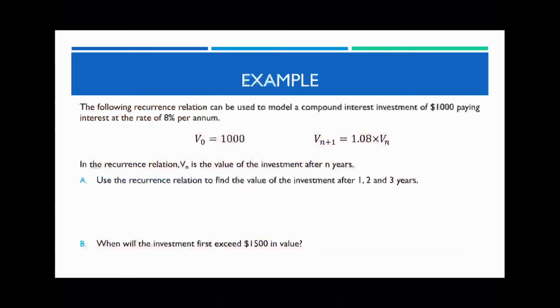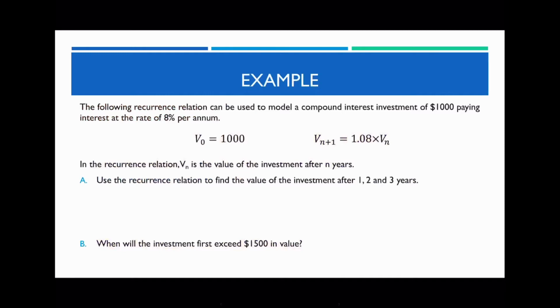In our first example today, it says the following recursive relation can be used to model a compound interest investment of $1,000 paying interest at the rate of 8% per annum. Okay, and they've already given you the recursive relation. In the recursive relation, Vn represents the value of the investment after n years, okay? Part A reads, use the recursive relation to find the value of the investment after 1, 2, and 3 years.